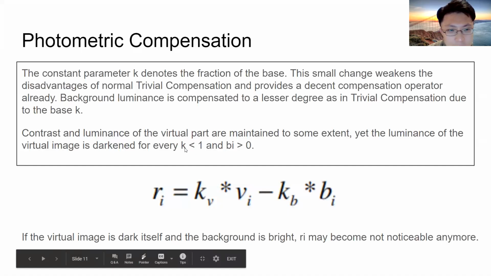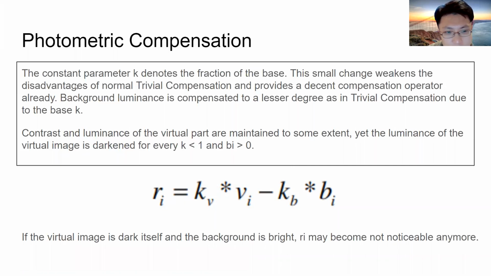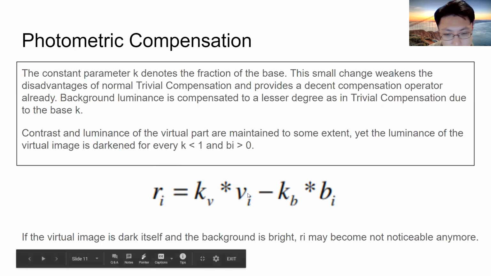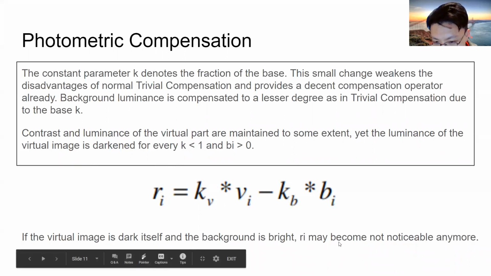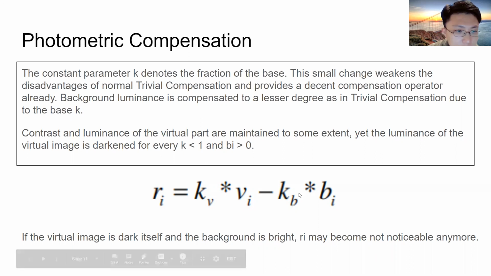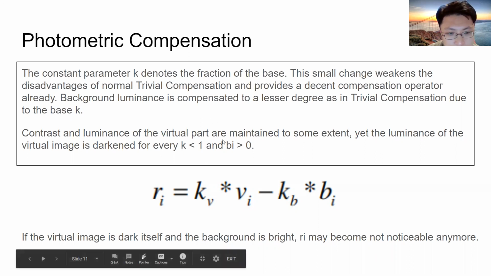Okay, and second is photometric compensation. We set a constant parameter k, which denotes the fraction. So for every pixel, there is the Ri denoted by the virtual object, multiplied by the virtual object value for each pixel minus the background information. Please note that if the virtual image is dark itself and the background is bright, Ri might not be noticeable anymore. So here's the photometrics idea.